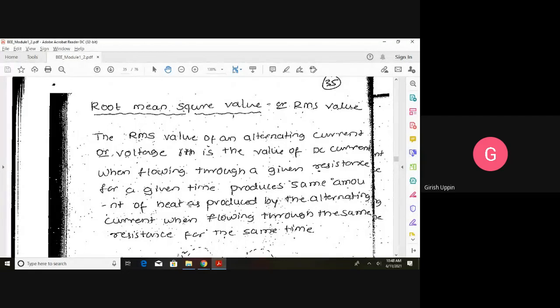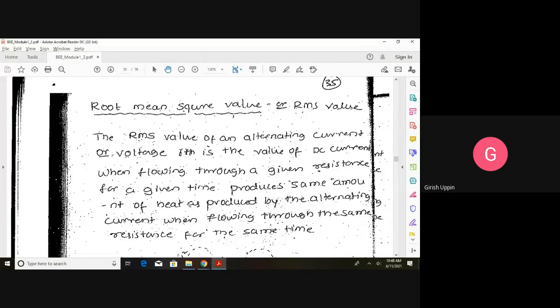And we got the average value represented as I average is equal to 0.637 times the peak value, or Im. Similarly, if it is a voltage, V average is equal to 0.637 Vm, that is the peak value. So average value would be 0.637 times the peak value.